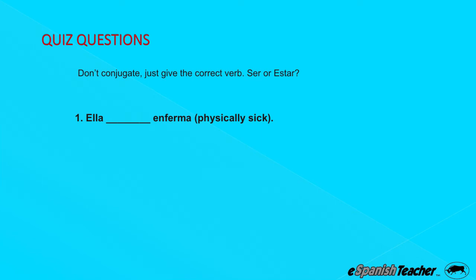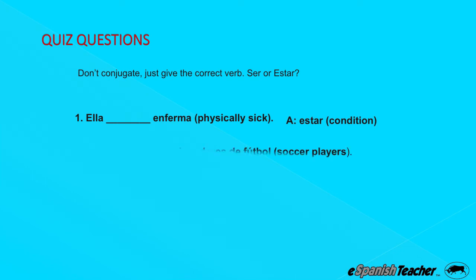I'm going to give this one away. Being physically sick is a condition. It's something that you have now. You're feeling bad now. You're not feeling well. But maybe you take a nap, or maybe you get some water, maybe you go outside and breathe some fresh air, and suddenly you're not feeling quite so sick anymore. So it's a state or condition that can change fairly quickly. So you're going to use estar in this example.